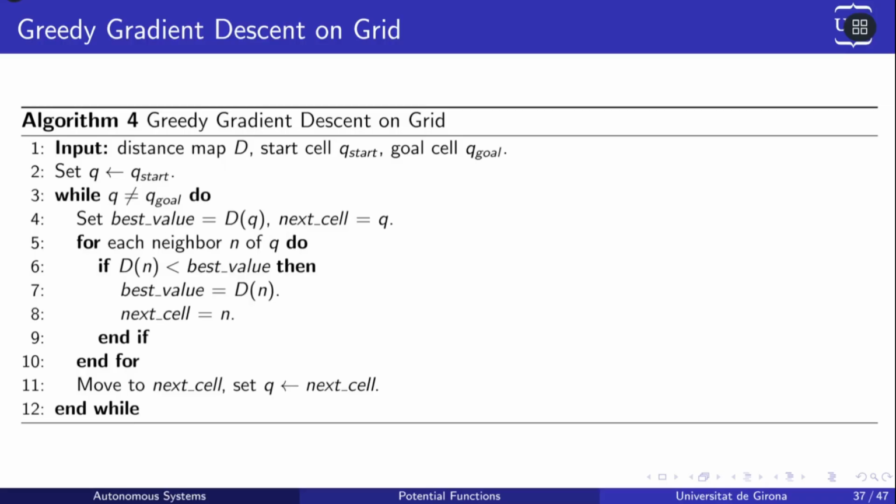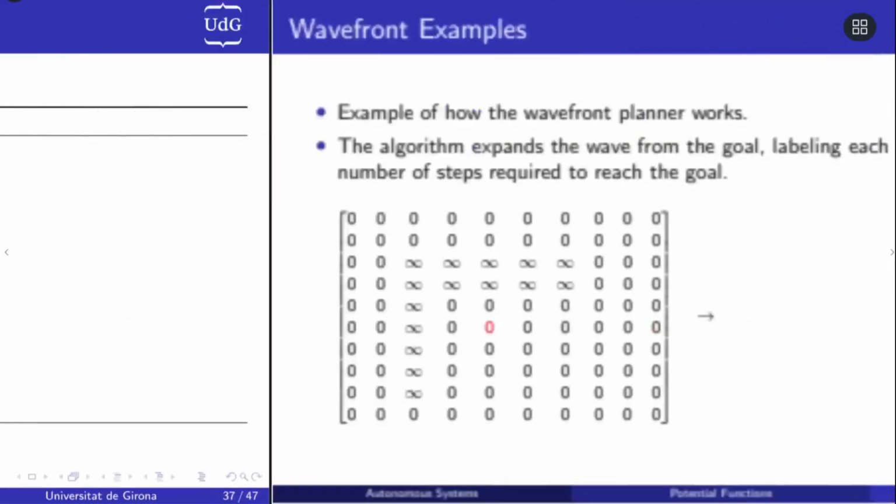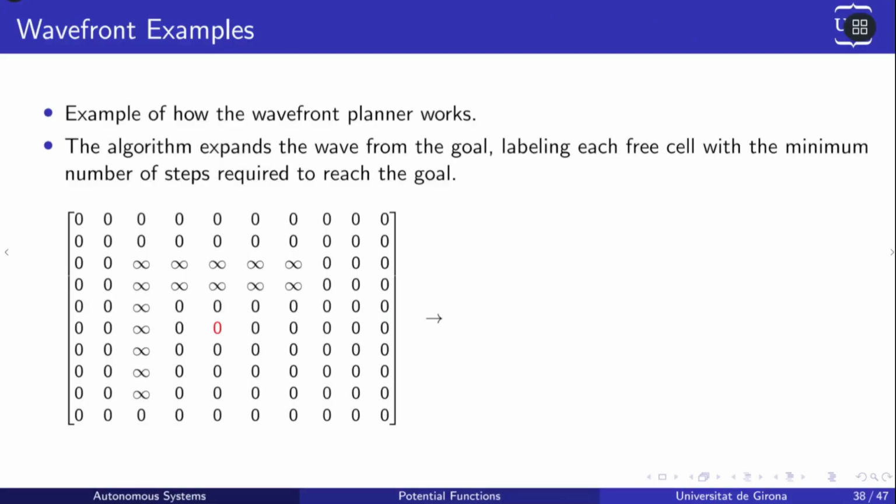Just looking around this particular position, we see which of the 8 available directions, or the 4 available directions, decreases this potential field the most, and we move in this direction. It's just a greedy version of the standard gradient descent, but for moving step by step in a grid of cells. Let's see an example.